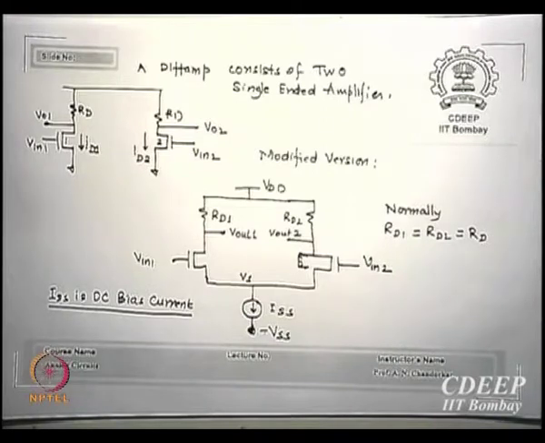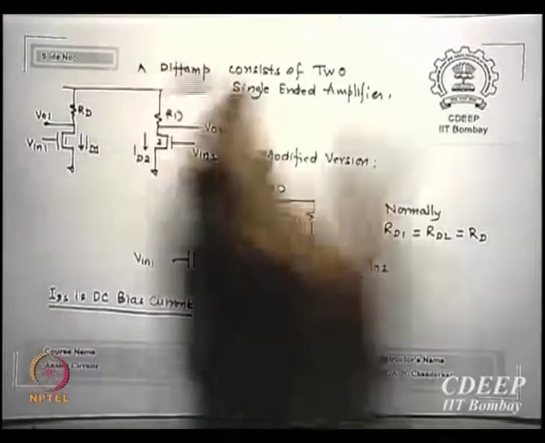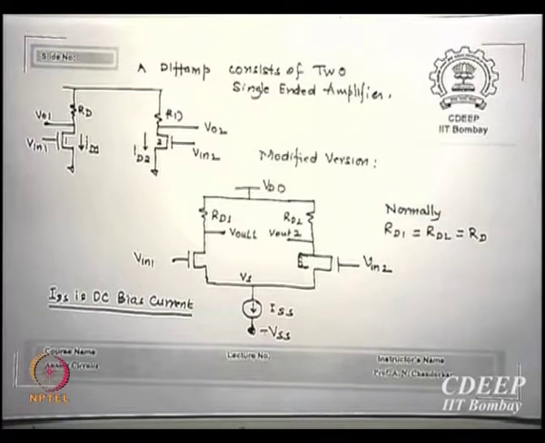The difference of input and difference of output. I can also look at one of the outputs divided by the difference input. Is that clear? That is VO2 divided by Vin1 minus Vin2, or VO1 divided by Vin1 minus Vin2, which can also be of interest. These are called single-ended outputs, when only one of the outputs is of interest to us. Both will be present, but only one is of interest. So we will see both of them.